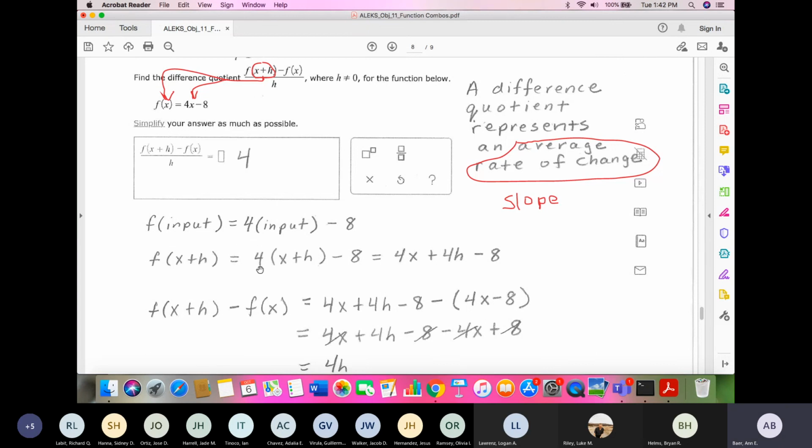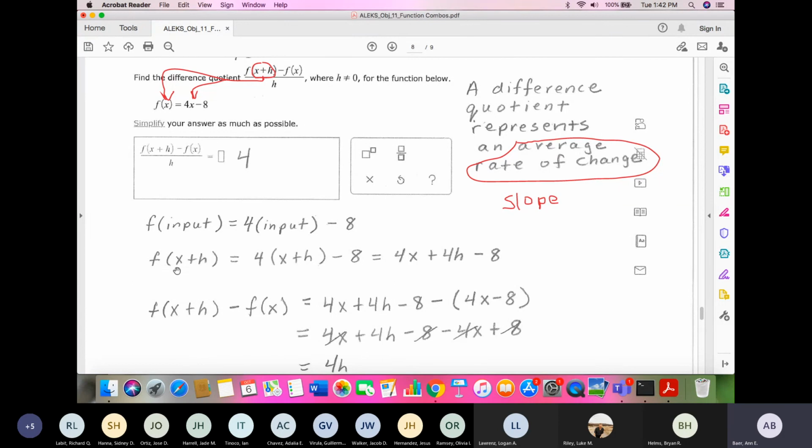We copy this 4 down. What do we put in for input? We're putting in x plus h for input. Copy it down here, and minus 8. And I think you can all handle that. So that's what you want to do.